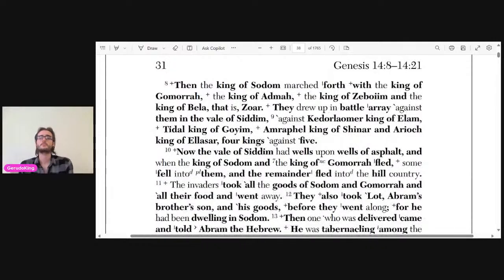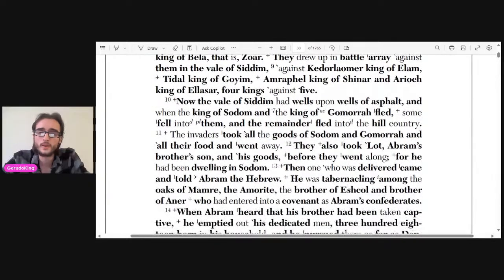Then the king of Sodom marched forth with the king of Gomorrah, the king of Admah, the king of Zeboim, and the king of Bela, that is Zoar. They drew up in battle array against them in the vale of Siddim, against Kedorlaomer, king of Elam, Tidal, king of Goyim, Amraphel, king of Shinar, and Arioch, king of Elasar, four kings against five. Now the vale of Siddim had wells upon wells of asphalt, and when the king of Sodom and the king of Gomorrah fled, some fell into them, and the remainder fled into the hill country.